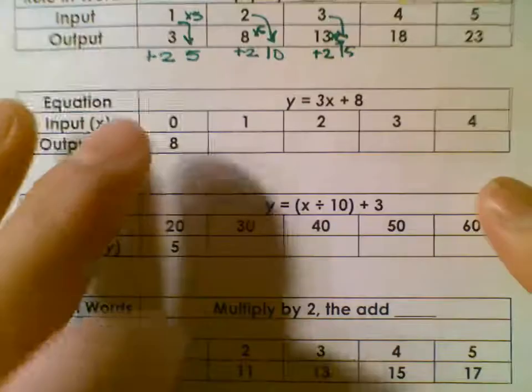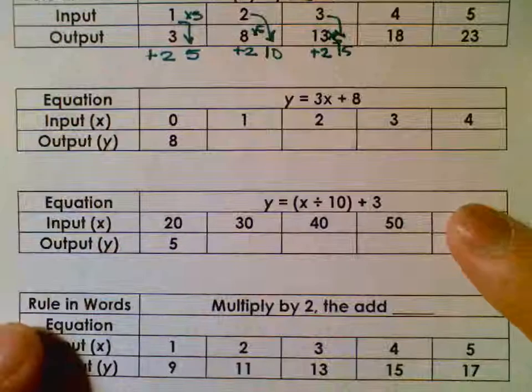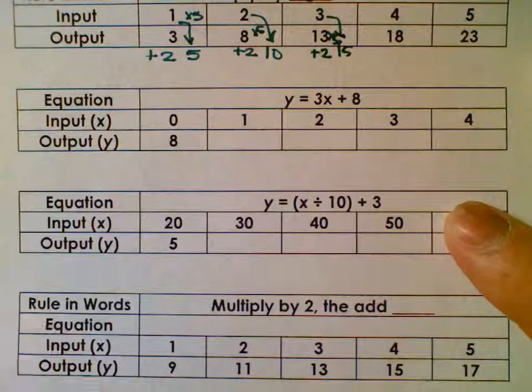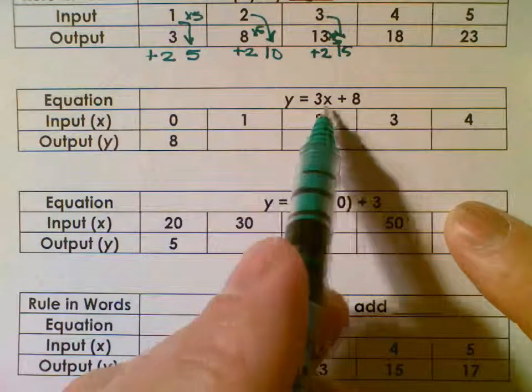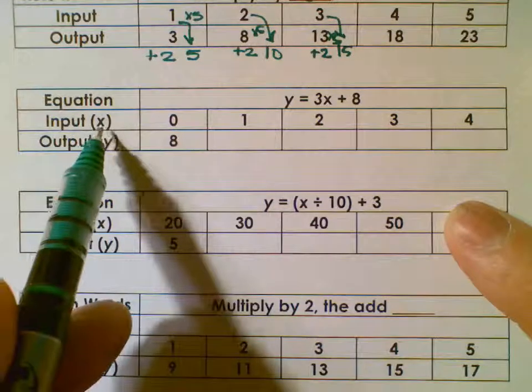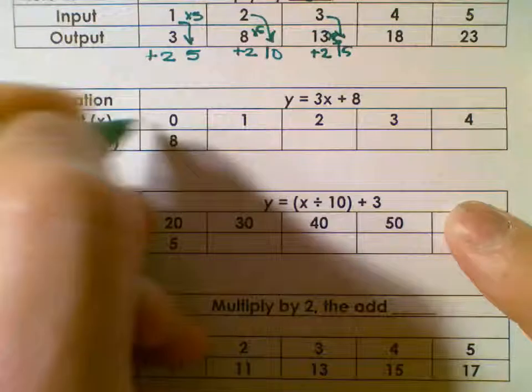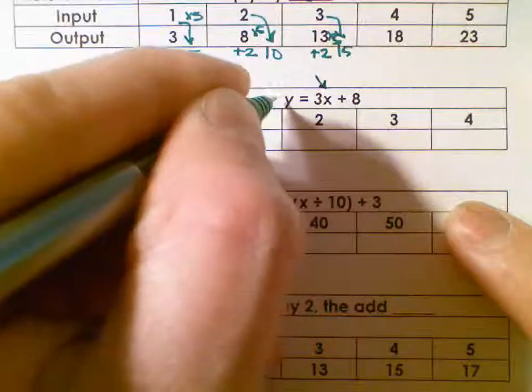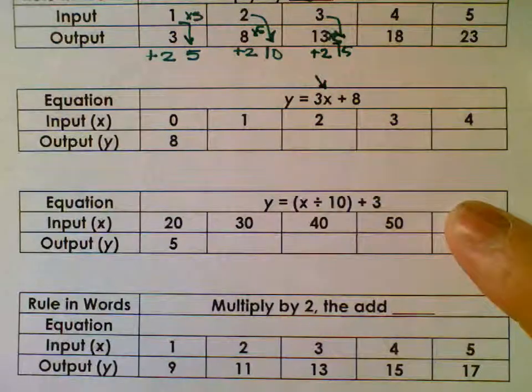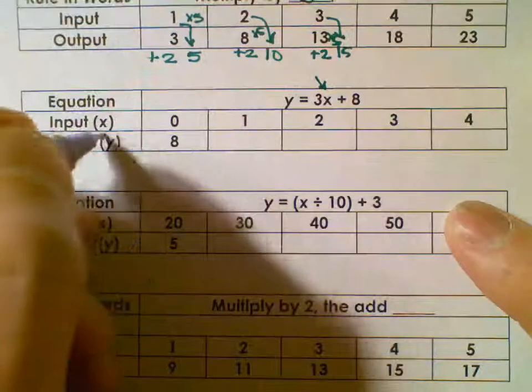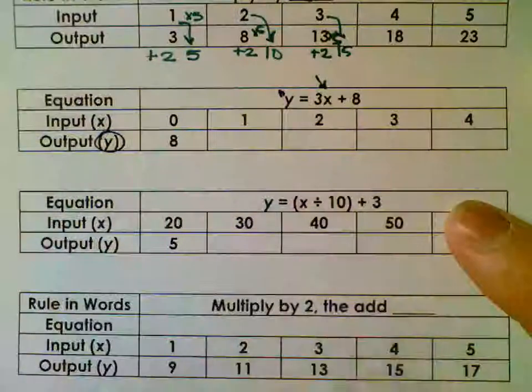8.5, video number 2, part 2. This one we're just going to start out with the straight equation, okay? Y is equal to 3x plus 8, where the input is going to be x, so we're going to fill in the input number here, and it's going to spit out our output, which is going to be y, okay?